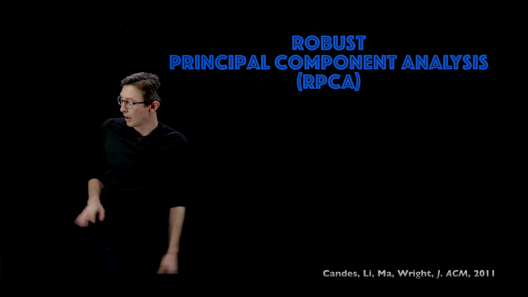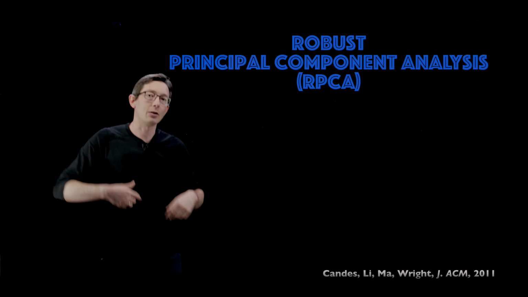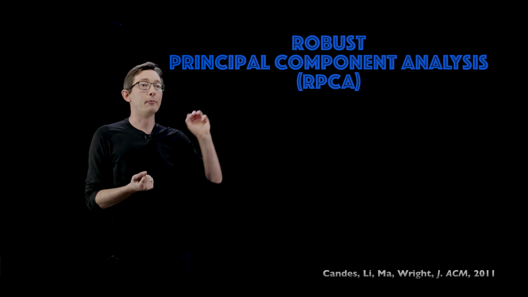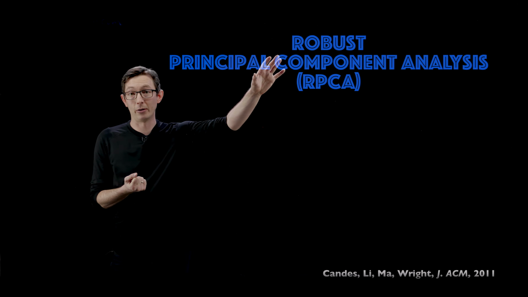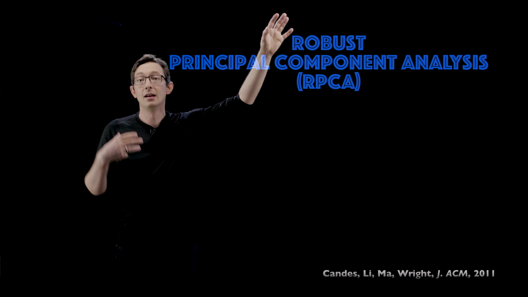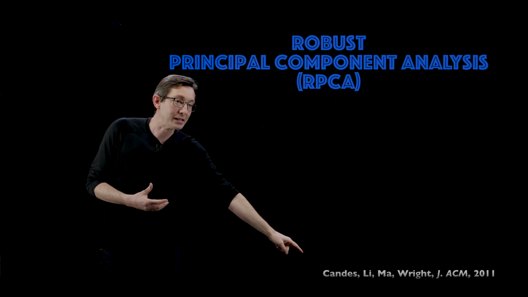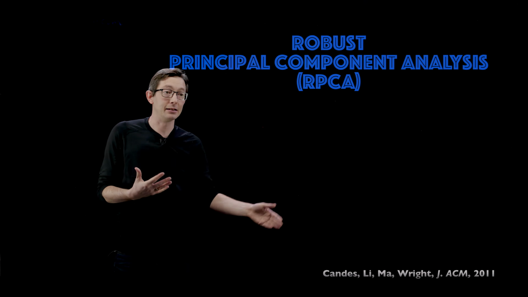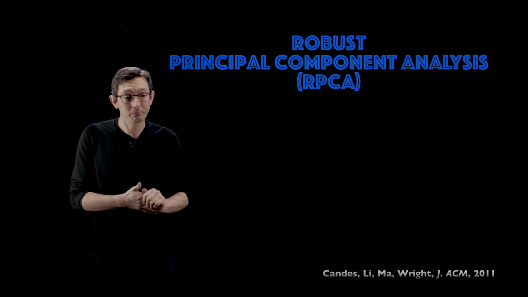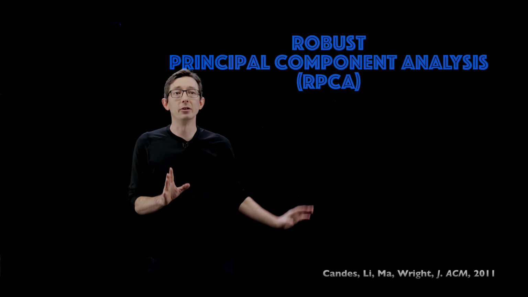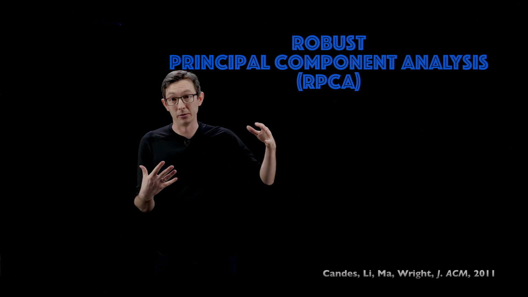Okay, and what we're going to talk about today is how we can use sparsity to improve principal component analysis, to make it more robust to outliers, to corruption, to bad data measurements. This is based on a recent paper by Candes, Li, Ma, and Wright from 2011, which really beautifully outlines this theory and shows how to use it.